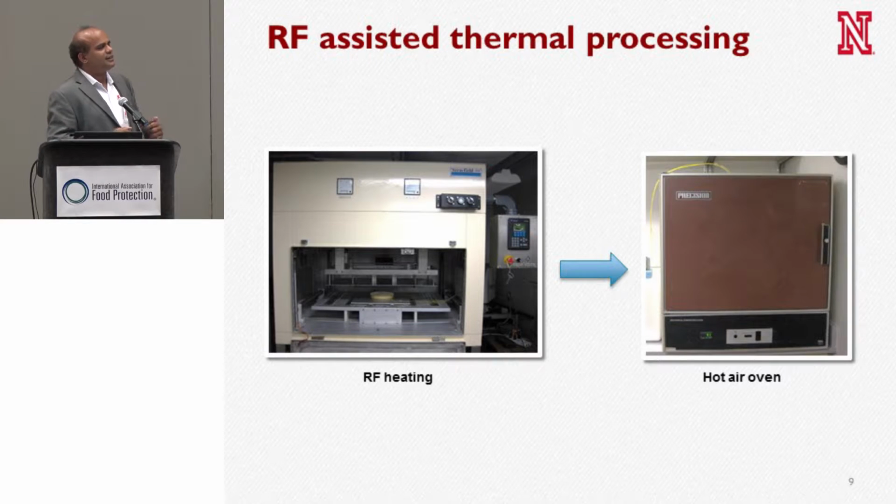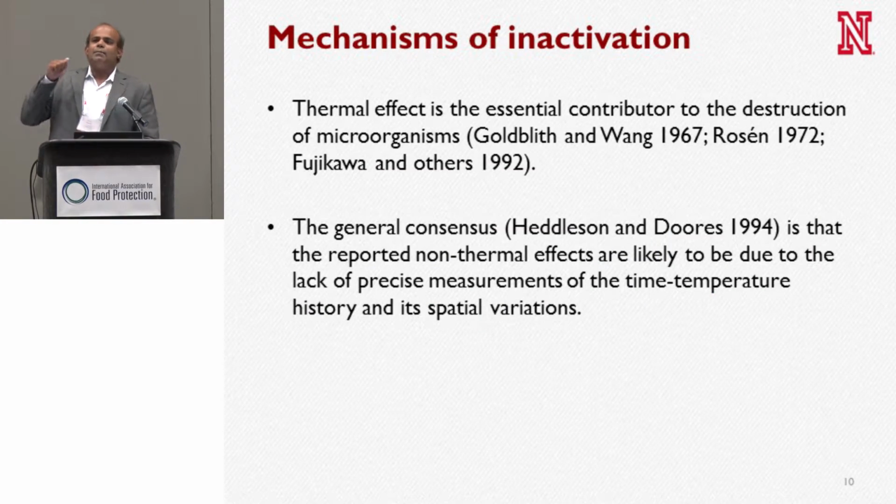Another thing we need to understand is that it's similar to microwave. If the RF is on, it will continue to heat. So once you reach the desired temperature, either you have to cycle it on and off, or it might be much cheaper to move it to a hot air tunnel or oven for the holding time to achieve the desired lethality, and then you take it off. The mechanism of inactivation is primarily the thermal effect. There are a few papers that claim non-thermal effects, which you can consider as a factor of safety, but the general consensus is that it's purely thermal.